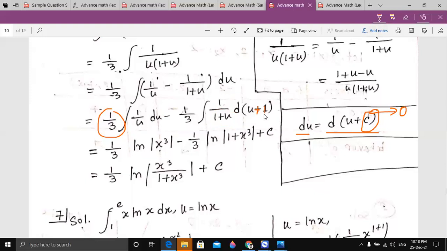Okay, we can directly write down ln u, or ln 1 plus u. Okay, so we can directly write down ln 1 plus u, and then you substitute u here. So we get ln 1 plus x cube, and then plus c at the last.